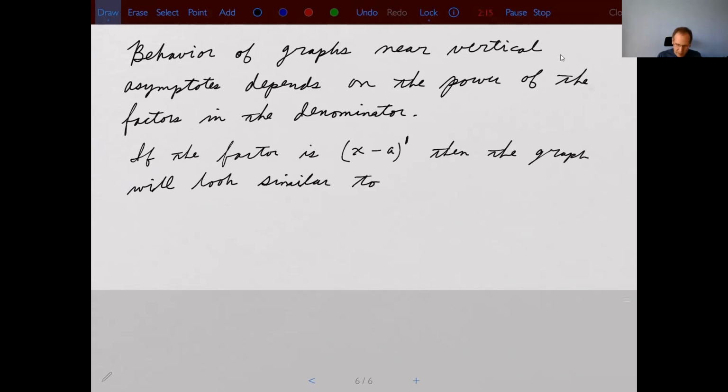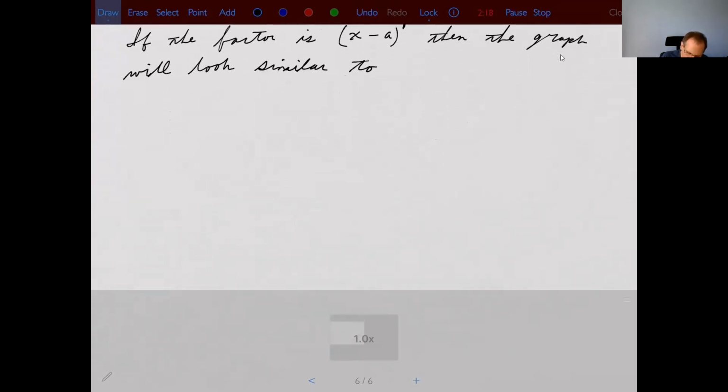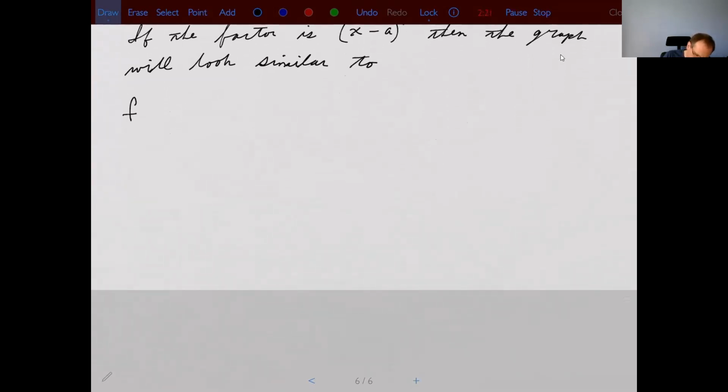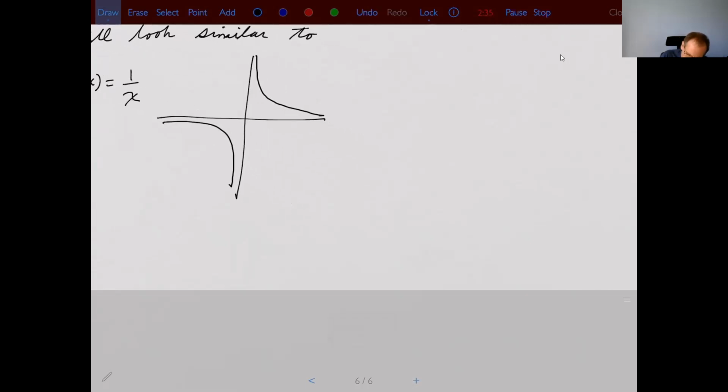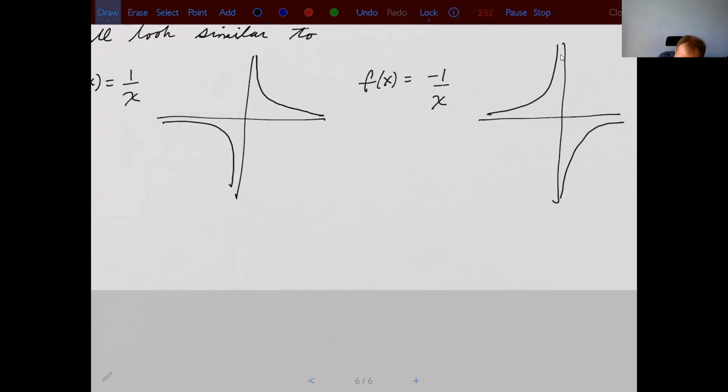to our reciprocal functions. And it depends on whether it's flipped or not. It's either going to look like this, 1 over x, which remember looks like this, or it could be flipped. So it might look like negative 1 over x. So there would be a vertical reflection in that case. So it could look like this. Okay, so what do I mean by that? What are we getting at here?